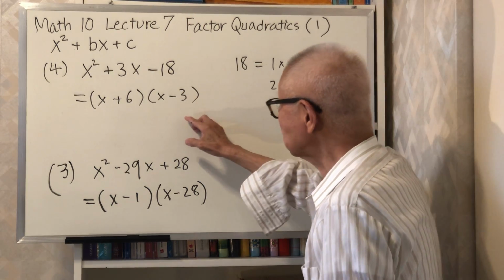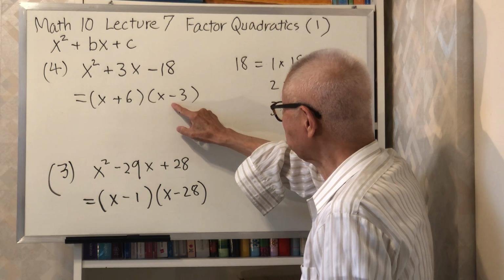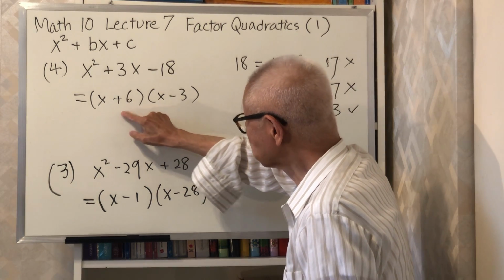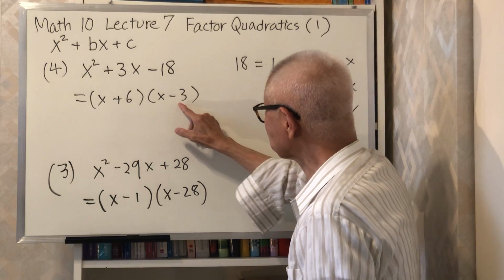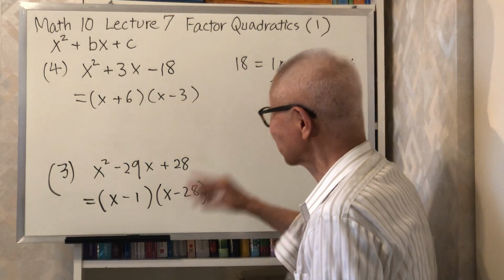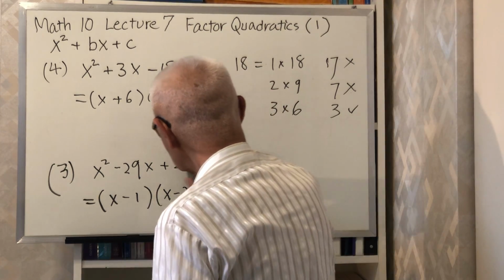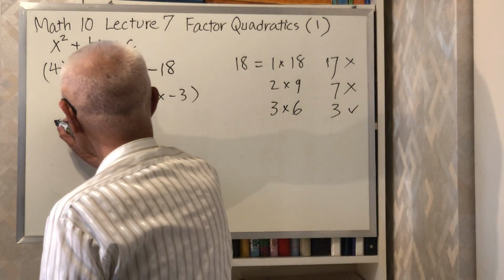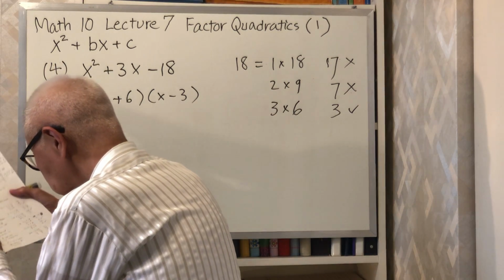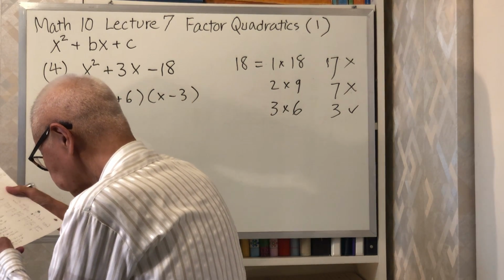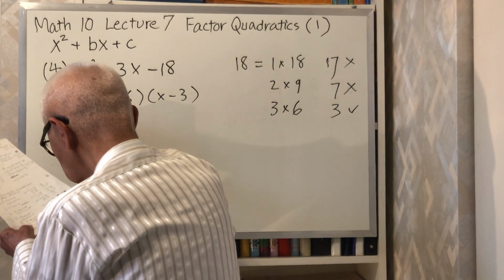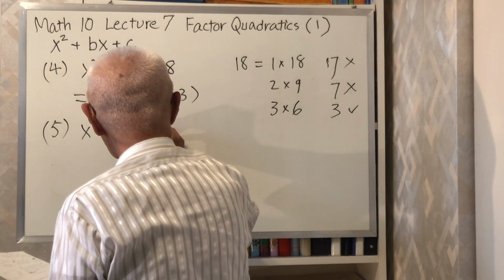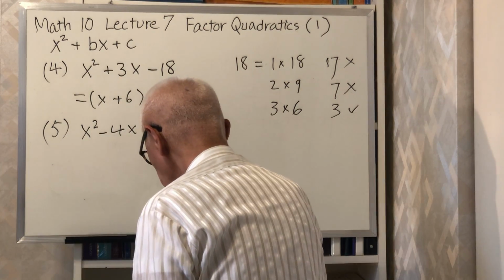So, let's check again. Plus 6 multiplied minus 3, you get minus 18. Plus 6 add minus 3 is plus 3. So this is right. That's how you check. Example 5.